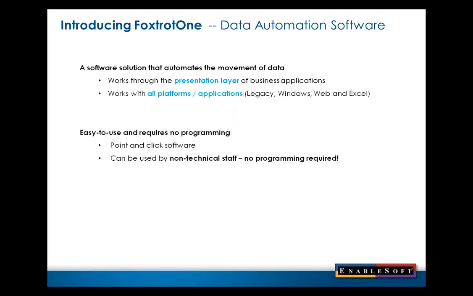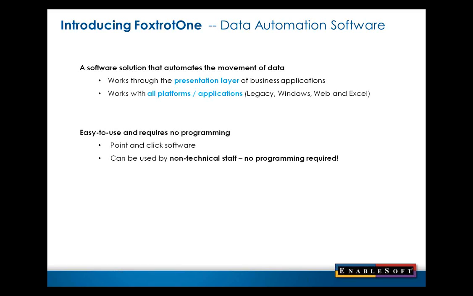Thus the reason for the creation of this tool a little over 18 years ago. This tool we call Foxtrot 1, this data automation software, is a tool that automates the movement of data. And by way of a quick introduction, we never send data directly to a database. It always goes through the presentation layer. Just like an employee or associate in your financial institution that's entering data, they're always working with a keyboard and a mouse and interacting with that application through the UI, or the user interface, of the presentation layer.